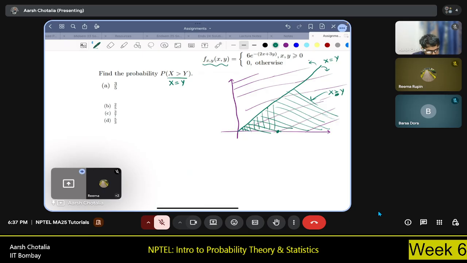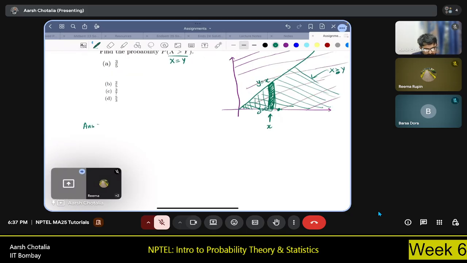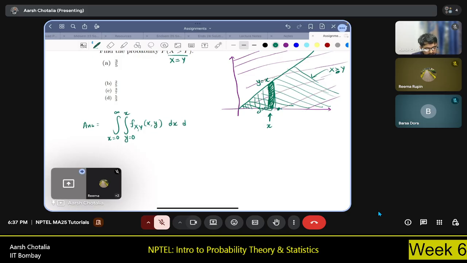How do we do that? We take slices and integrate, right? So if I fix my x somewhere here, then my y goes from 0 to y is equal to x, because that's the upper boundary. Okay, which means our answer is integral of f(x,y), where my x would go from 0 to infinity, but for each x, y will go from 0 to x, right? dx, dy.